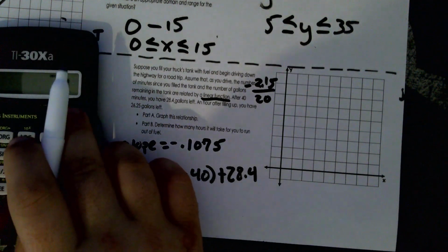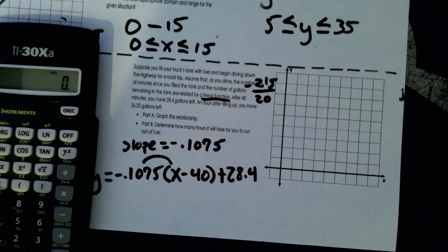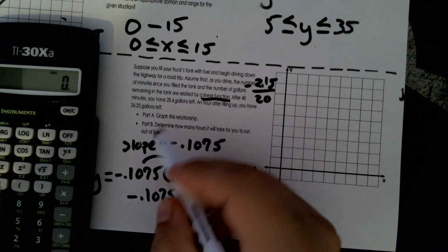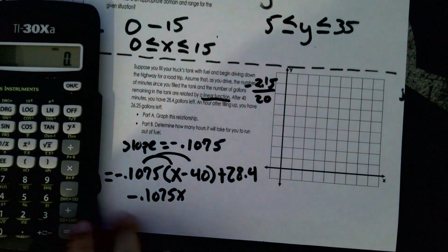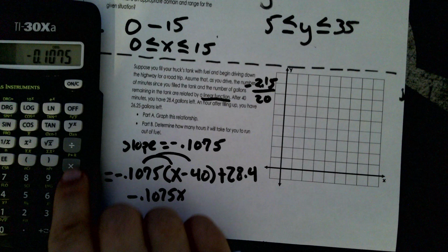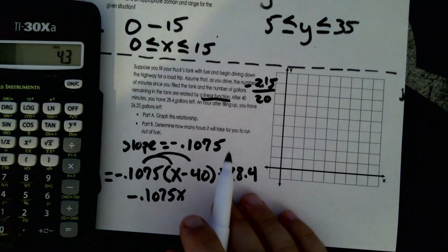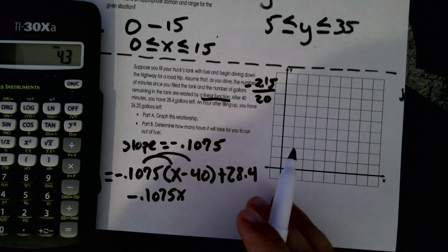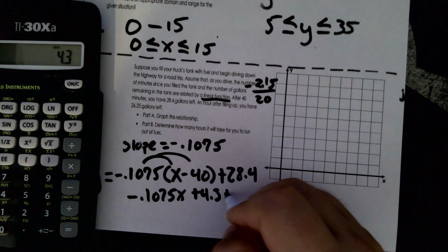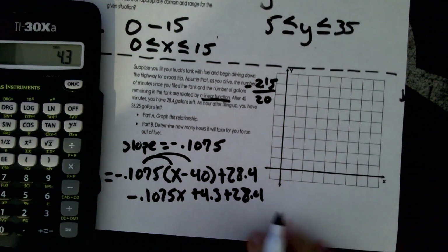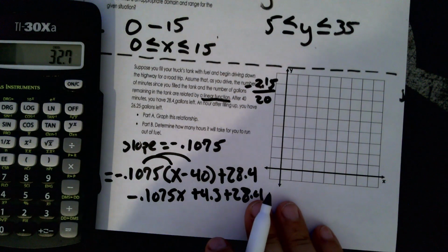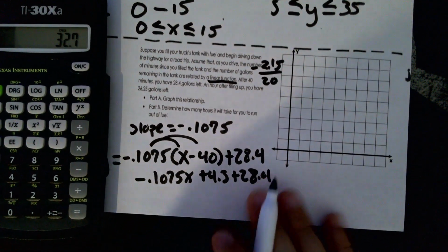So we're going to distribute this negative 0.1075. And I know this is a tiny number, but we're going to multiply that into negative 40. And that's 4.3. So we've used 4.3 gallons of gas. And if we add that to the 28.4 that we currently have, we know how much we started off with. So we started off with 32.7 gallons of gas.